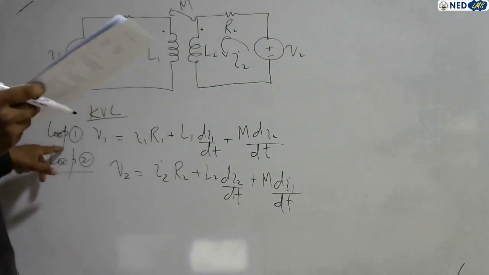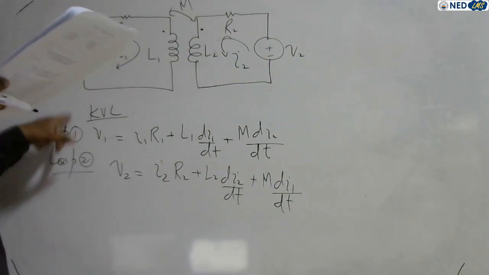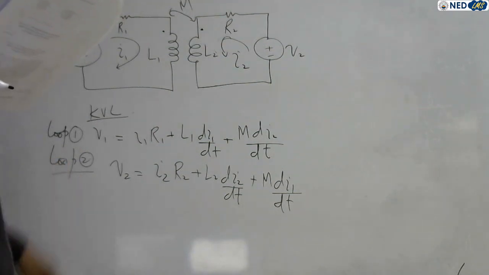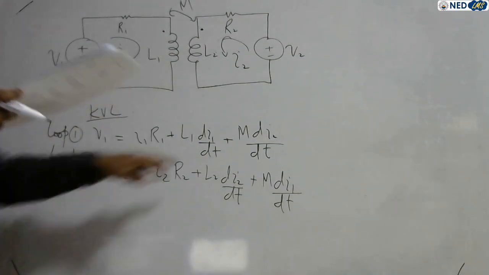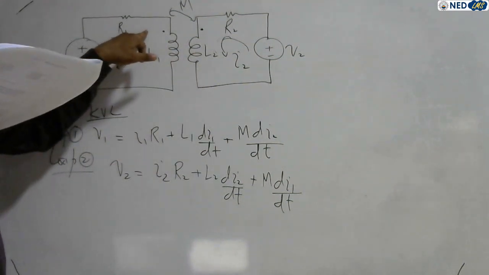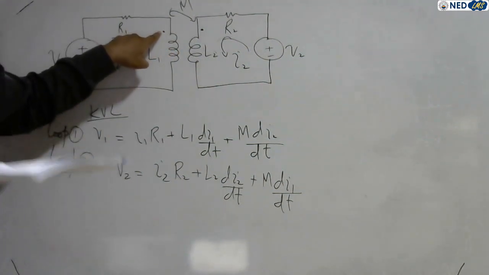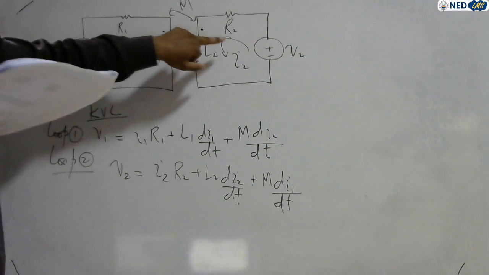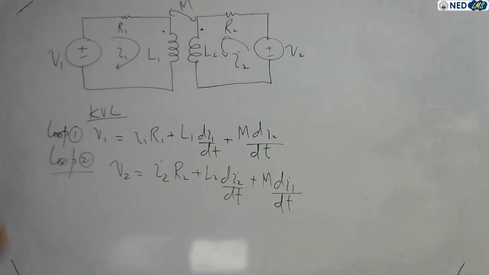So this is the time domain analysis of a circuit containing coupled coils, right? Time domain analysis. We can do frequency domain analysis as well. Why is the mutual positive? Yes. See, in loop 1 the current enters the dotted terminal of coil 1, right? While in mesh 2 the current also enters the dotted terminal. That's why mutual appears in both equations as positive, because the current enters the dotted terminal in both the loops. Note this.